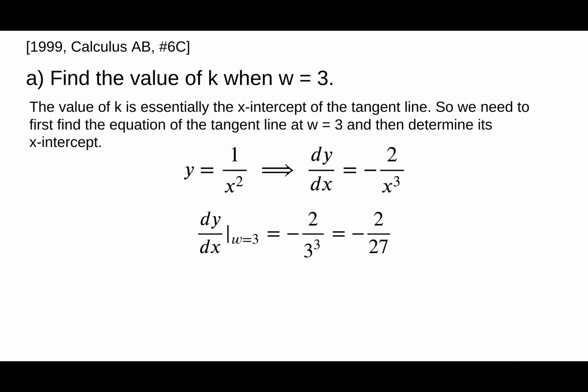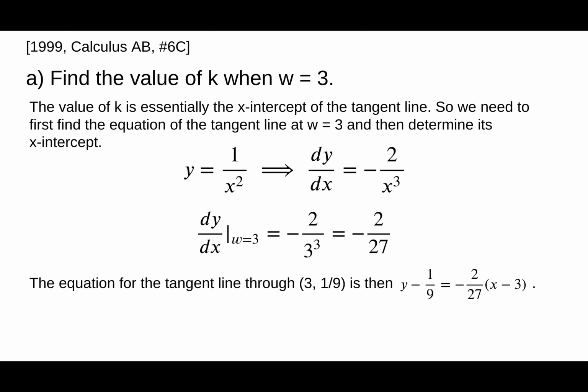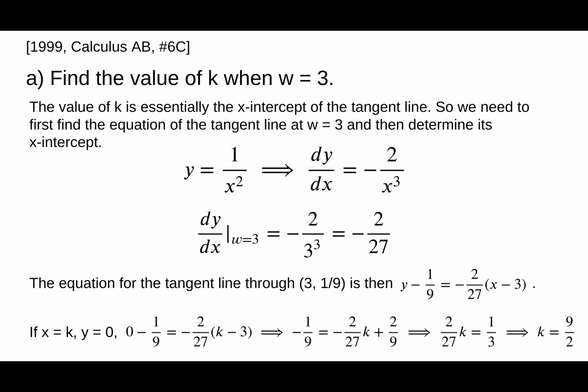Now if w is equal to 3, that means the point on the curve is going to be 3 comma 1 over 3 squared, or 3 comma 1/9. If we plug those values into the point slope form for this tangent line, we get y minus 1/9 is equal to negative 2 27ths times x minus 3. And the x-intercept will occur whenever y is equal to 0. So if we substitute in x equals k and y equals 0 and solve, we will eventually get k equals 9/2. So for part A, the value of k when w is equal to 3 is 9/2.